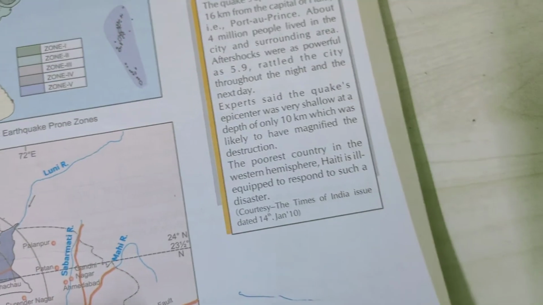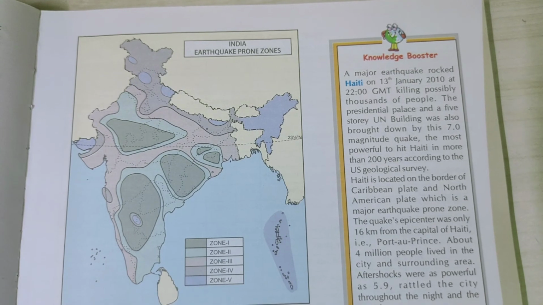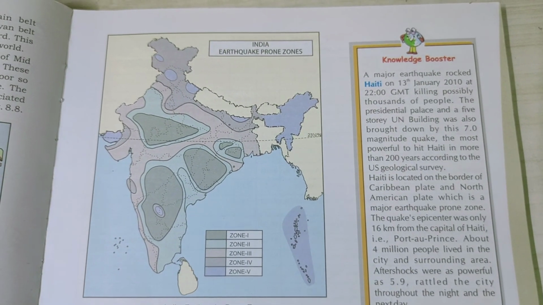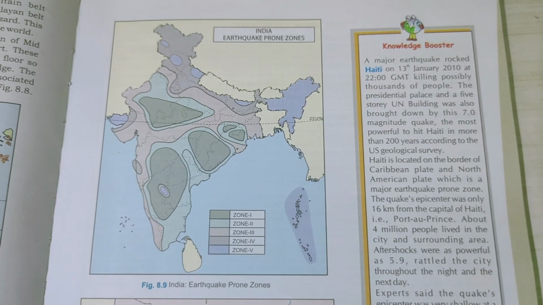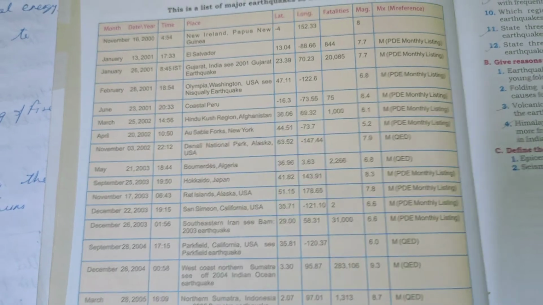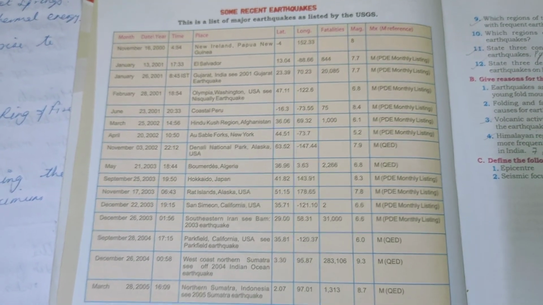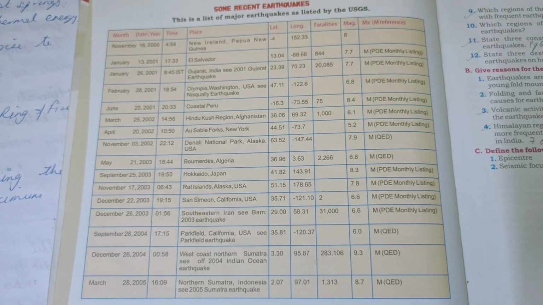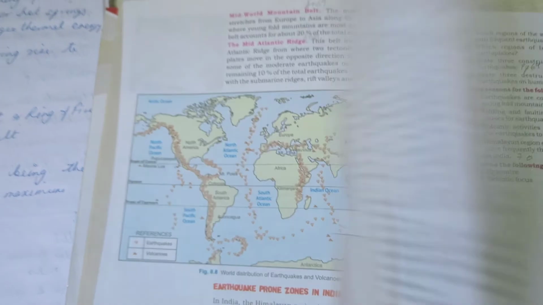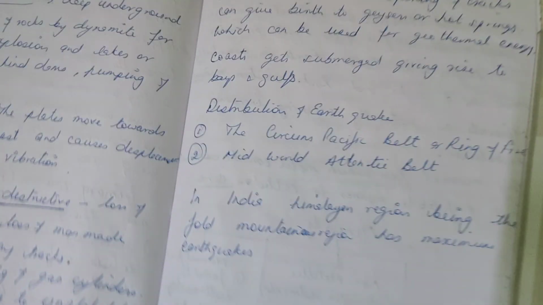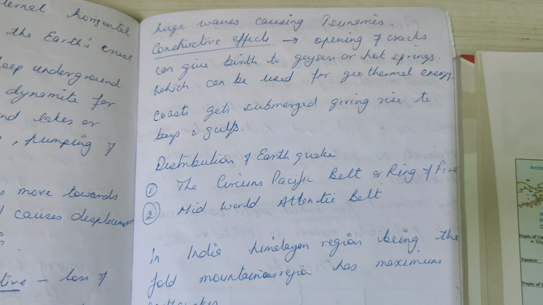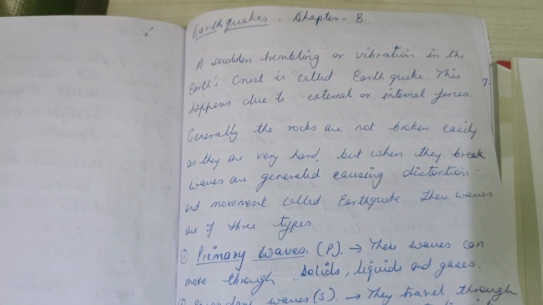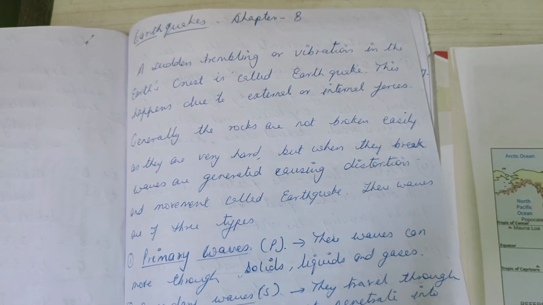If you look, they've given you a knowledge booster on page 71 about the island of Haiti, which happened in 2010. So this is also a very strong earthquake which had happened at that point of time. And they've given you a lot of other earthquake data on page 72. You can just go through it. This data need not be learned, but it should be known for your general knowledge. So this is again a very, very small chapter. I have finished it within a few minutes, and there's nothing much in this chapter to learn about, and therefore I have finished it in a single video.